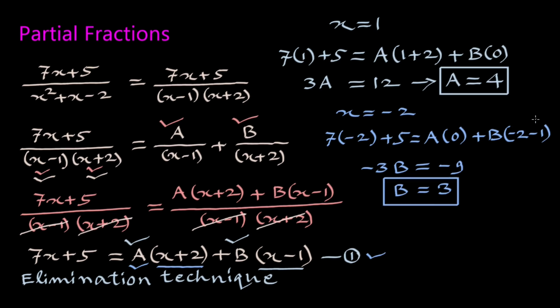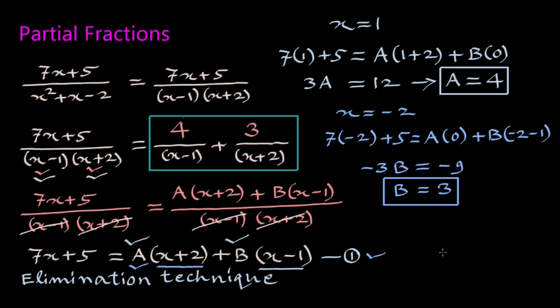Now we will substitute these values of a and b in place of a and b here. So in place of a here we will write 4, and in place of b here we will write 3, and here we get the partial fractions 4 upon x minus 1 plus 3 upon x plus 2. Here, in order to get value of a, we have eliminated b, and next in order to get value of b, we have eliminated a.